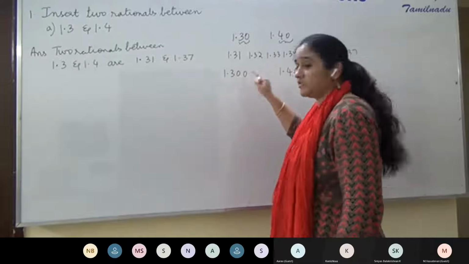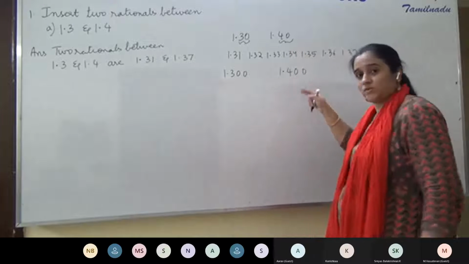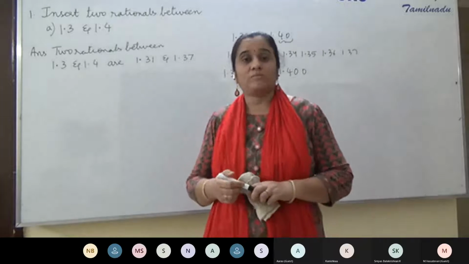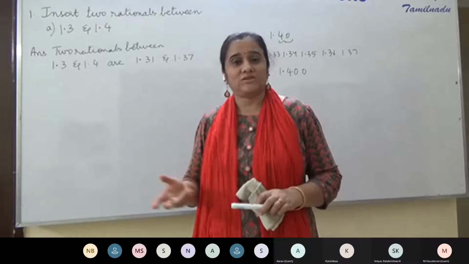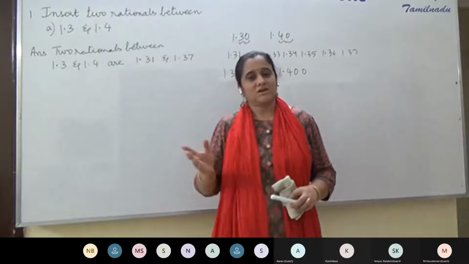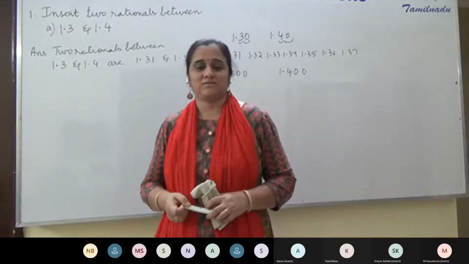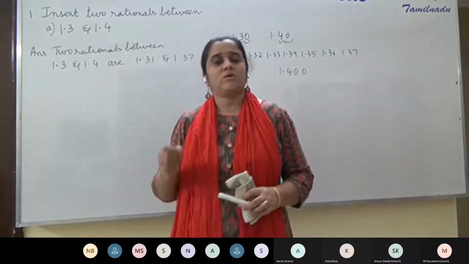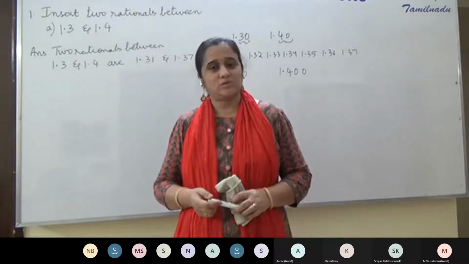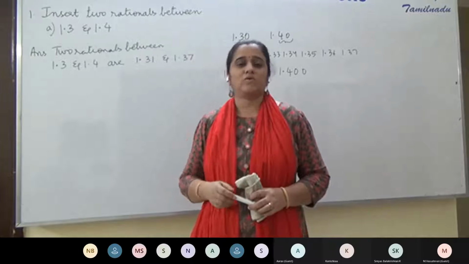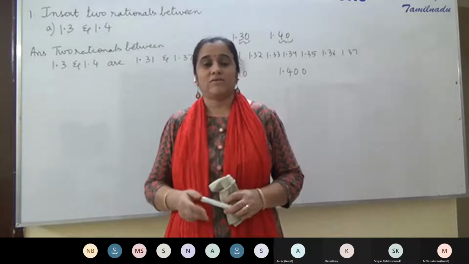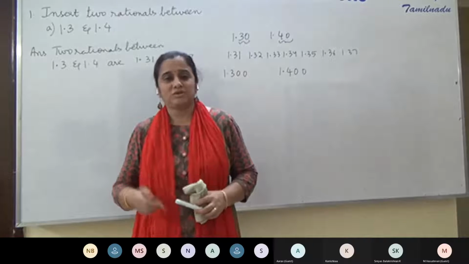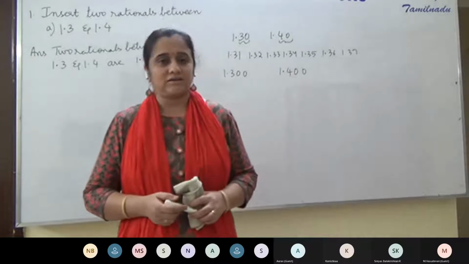Now you can also treat them as 1.300 and 1.400. Now tell me, there are so many numbers between 300 and 400. 1.301, 1.302, 301, 302, 303 till 399. So you can write out so many rationals. They're all terminating decimals, right? So 1.301, 1.302, 1.303, so on. You can go up to 1.399.